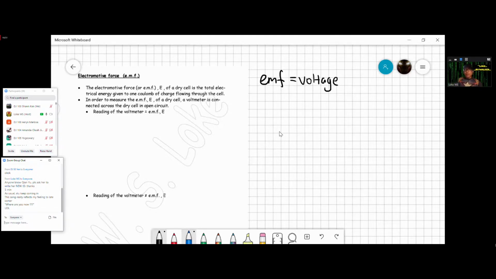So EMF merupakan satu voltan, satu sukatan untuk voltan. Tapi as I told you before, voltan ini dia agak berbeza. Dia adalah voltan yang digunakan, especially only used by who? Only used by the battery. Okay, only used by the battery. Okay, mengapa used by the battery?